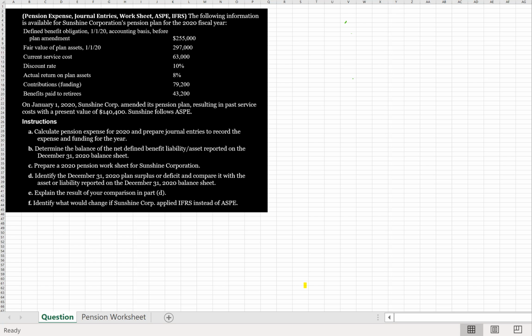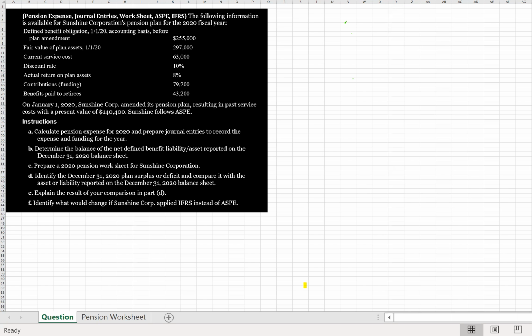And we're asked to calculate the pension expense for 2020 and prepare journal entries to record the expense and funding for the year, determine the balance of the net defined liability or asset reported on the December 31st balance sheet, prepare a 2020 pension worksheet, and identify the December 31st, 2020 plan surplus or deficit and compare it with the asset or liability reported on the December 31st, 2020 balance sheet. We're asked to explain the comparison. And then lastly, we're asked what would happen if Sunshine Corporation applied IFRS instead of ASPE.